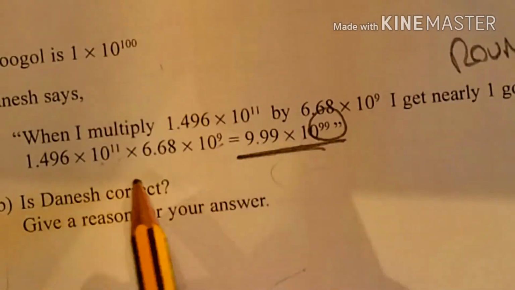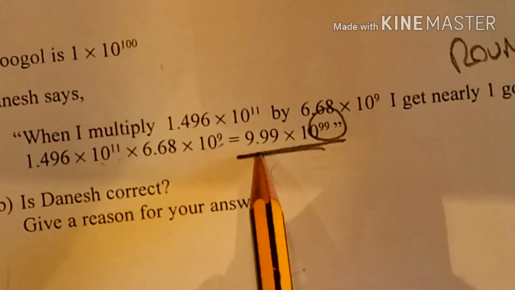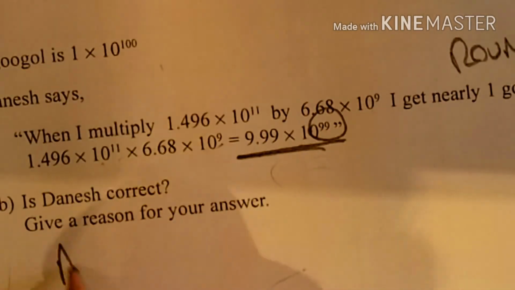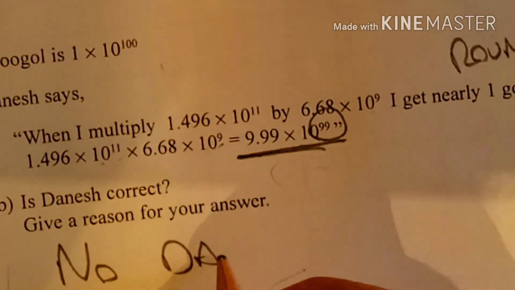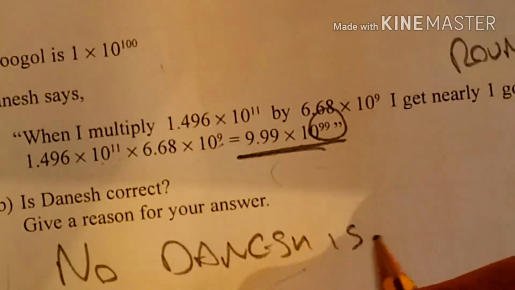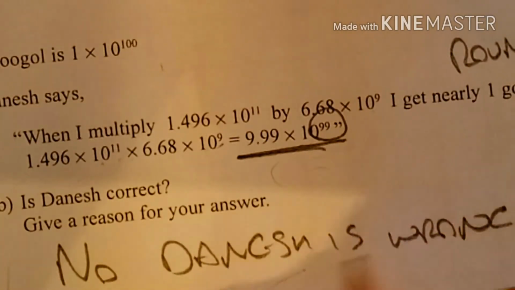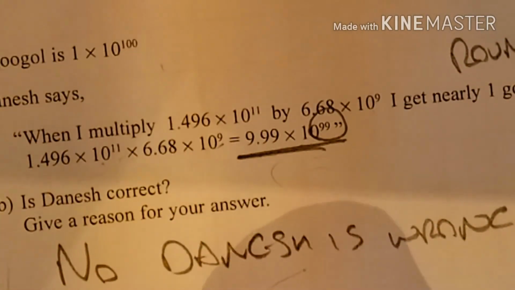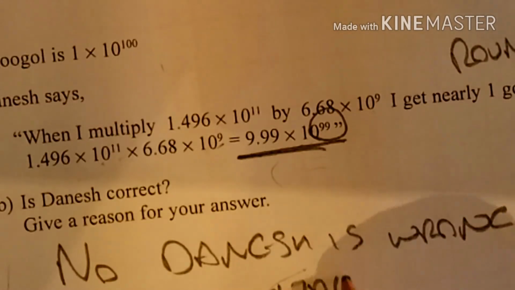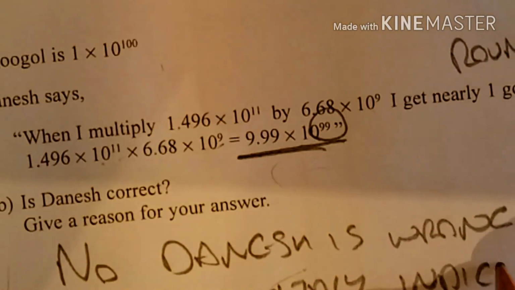So assuming this is 9, which I have no idea where it is, I'm going to say no, she's wrong. Danish is wrong. When multiplying indices, you add the indices.